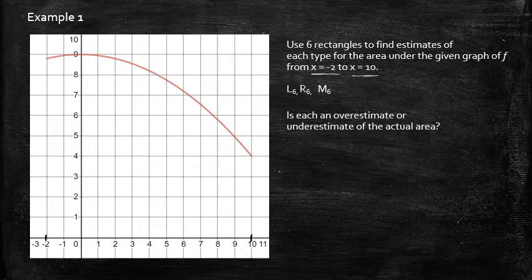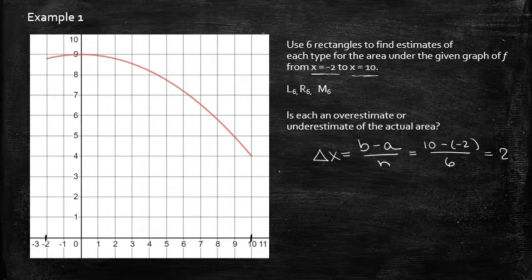Notice that it's called our delta x, or the change in x. In general, this is b minus a over n, where a is the beginning x value, b is your ending x value, and n is the number of subintervals. In this case, we have 10 minus negative 2 over 6, so 12 over 6, or 2. So each subinterval is going to be 2 units long. Your delta x is the width of each rectangle.